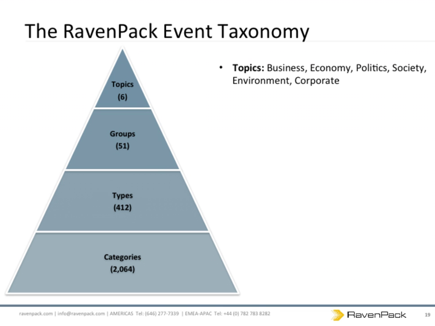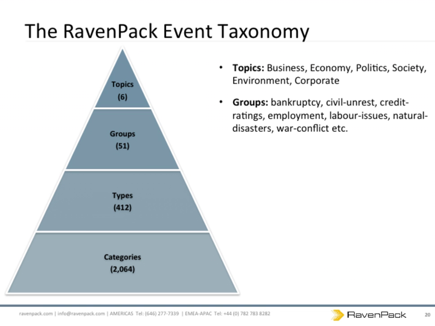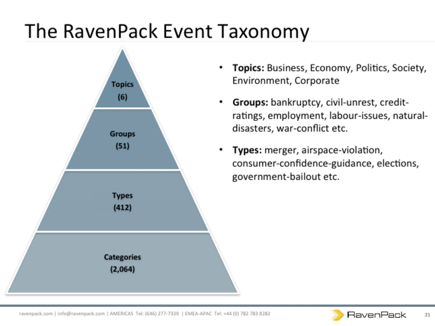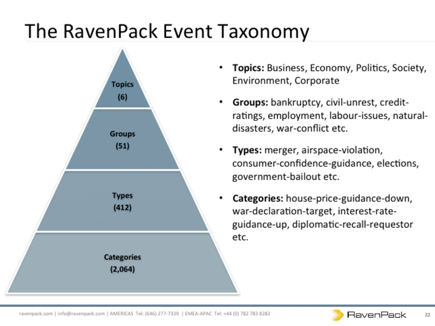At the very top level, we focus on 6 different topics, including business, economic, political, societal, environmental, and corporate events. The corporate indicator has been created as a spin-off from the original 5 topics in order to isolate corporate news from broader macro news. The set of topics are split into 51 potential groups or themes per economy, including bankruptcy, civil unrest, credit ratings, labor issues, or war and conflict. Then into types, providing additional granularity. And finally, at the very bottom, RavenPack covers more than 2,000 different event categories spanning anything from house price or interest rate guidance to diplomatic recalls, lawsuits, or different kinds of earnings events.